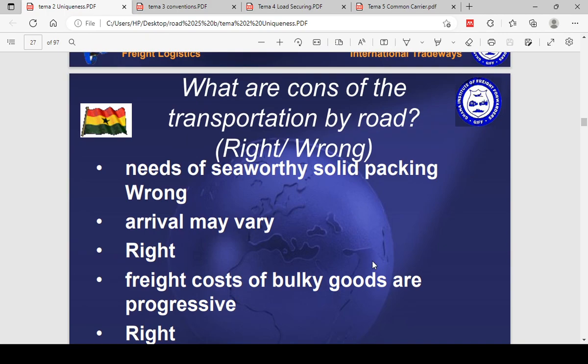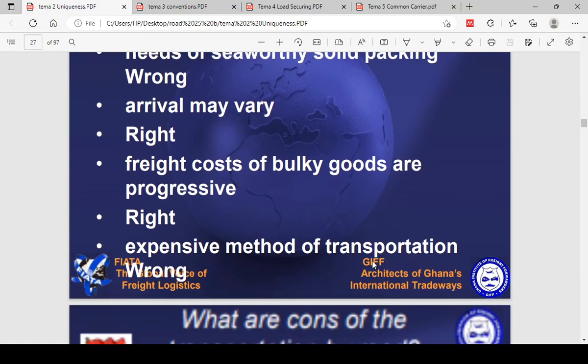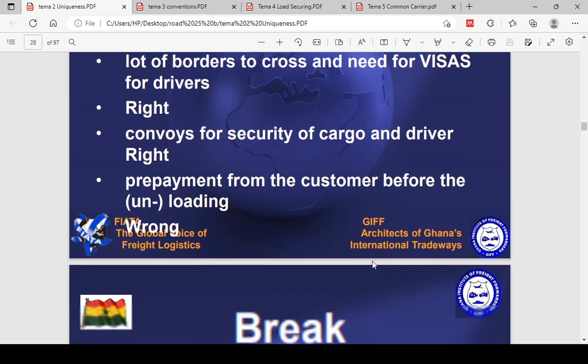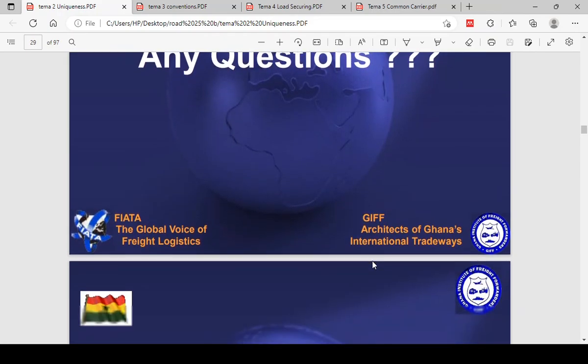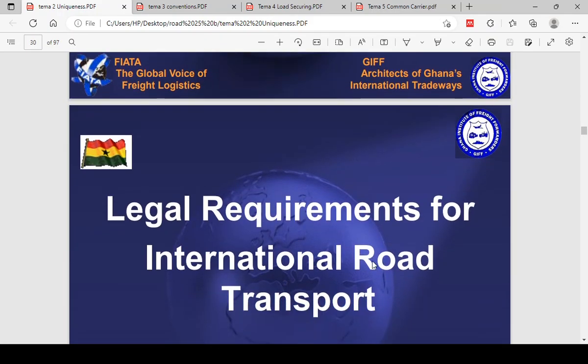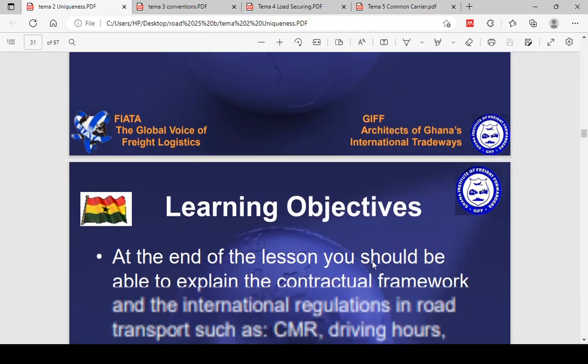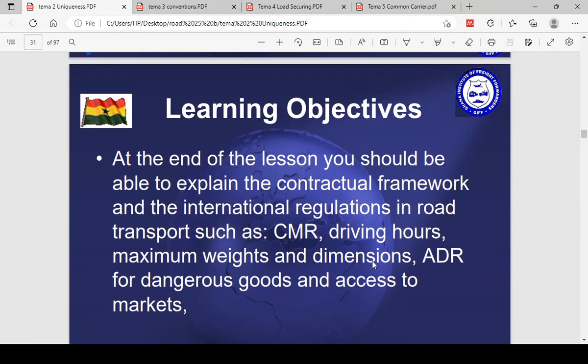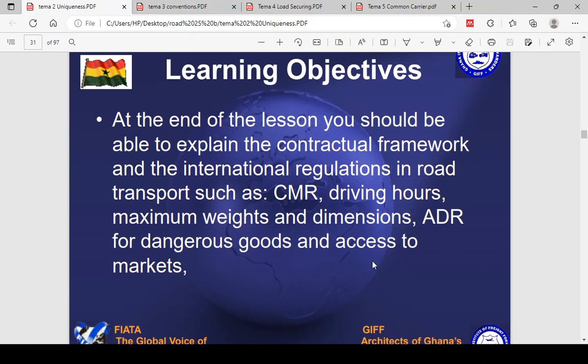So we go back, plunge into the legal requirements for international road transport. At the end of the lesson, you should be able to explain the contractual framework and the international requirements in road transport, such as CMR, driving hours, maximum weights and dimensions, ADR for dangerous goods, and then access to markets.